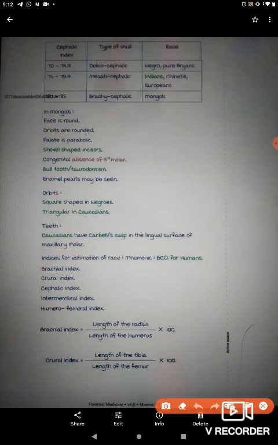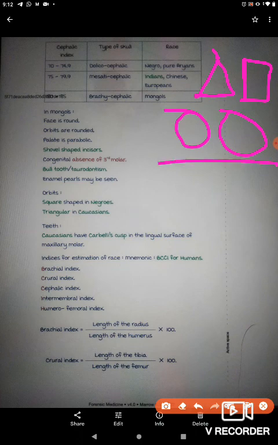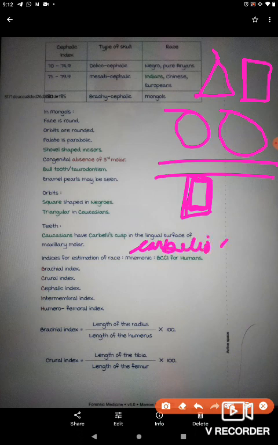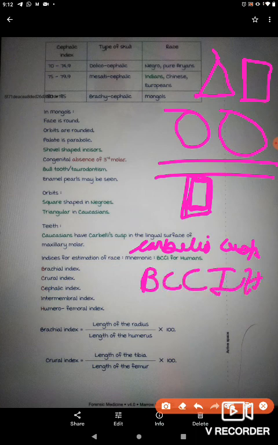So what have we seen? The Mongols have a round face, and their orbit is round, triangular in the Caucasian, and square in the Negroes. In Mongols, the taurodontism or bull's tooth phenomenon is seen, and the congenital absence of the third molar. Their central incisors are shovel shaped, and the palate is parabolic. Caucasians have Carabelli's cusp. Brachial index, cephalic index, crural index, intermembral index, and humerofemoral index are for racial identification.